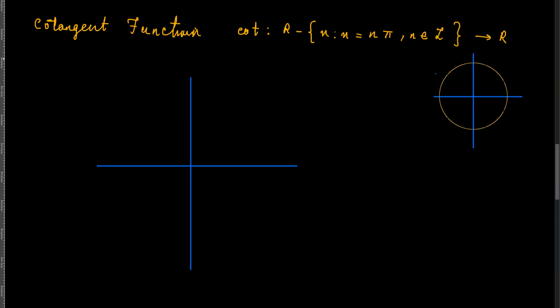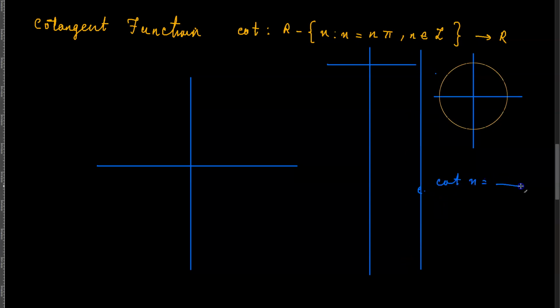Now, if I create a table of values for the cot function, first of all, the definition for the cot function is that cot of x is equal to cos of x by sine of x.